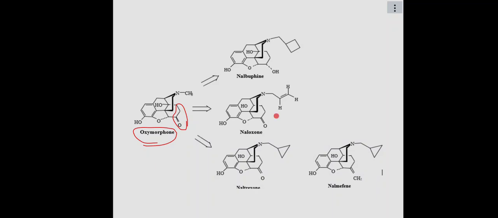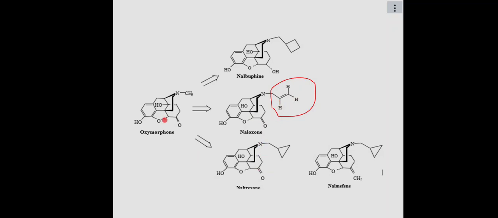So we have nalbuphine, we have naloxone. But of course, nalbuphine is not a pure antagonist. It still has some agonist activity. But when you look at naloxone, again, we are starting from oxymorphone, and from the oxymorphone, again, we put the allyl group at that position. Remember, we mentioned that when we put an allyl group at the terminal nitrogen, or at position number 17, we change the compound from agonist to antagonist activity. And indeed, naloxone is one of the pure antagonists.